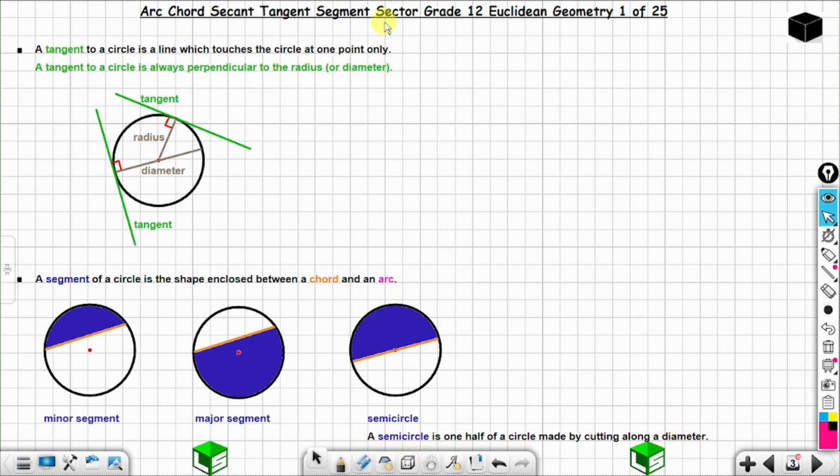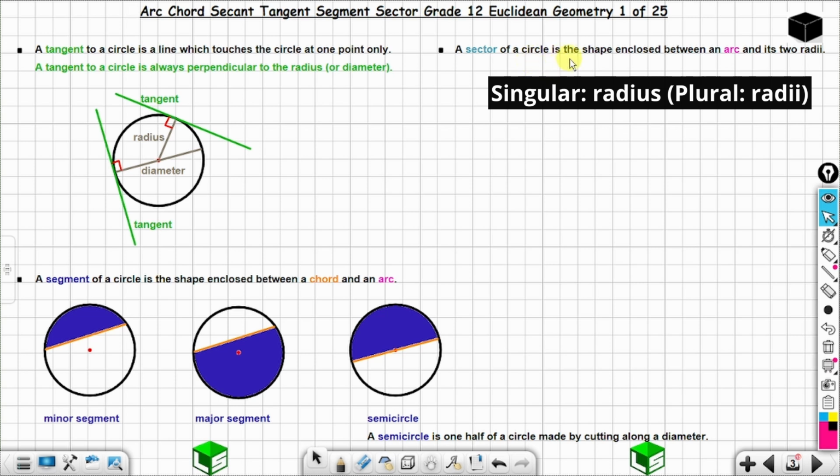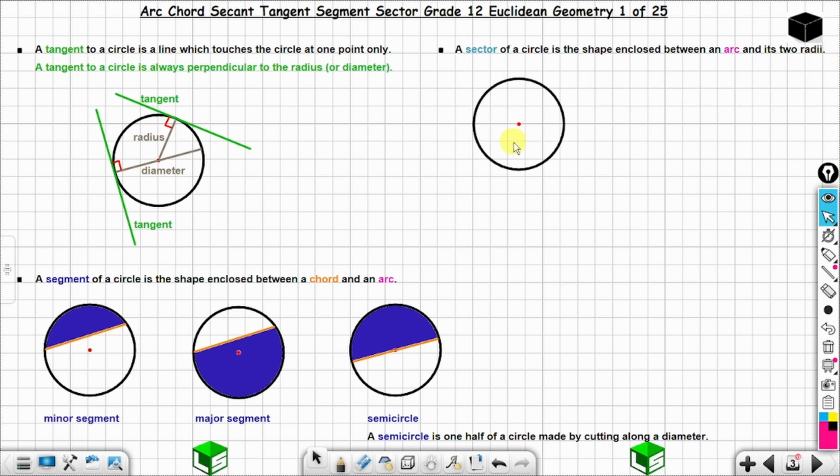Now a sector. A sector of a circle is the shape enclosed between an arc and its two radii. You have this: one radius and another radius, and you have an arc. So this will be a minor sector because this is smaller as compared to the one in white. So we are going to call it a minor sector. If you choose this, this is larger than the one in white. So we are going to call this a major sector.